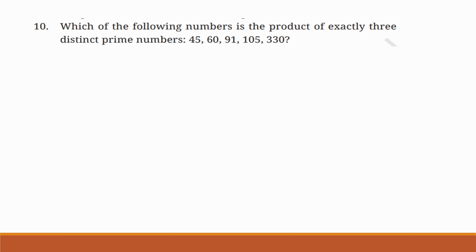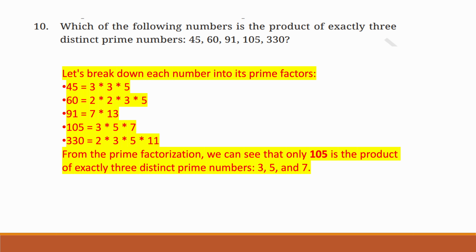Which of the following numbers is a product of exactly 3 distinct prime numbers? 45, 60, 91, 105, 330. So, which of these numbers can be expressed as a product of exactly 3 distinct prime numbers? Let us break down each number into its prime factors. So, 45 is equal to 3 into 3 into 5. 60 is equal to 2 into 2 into 3 into 5.